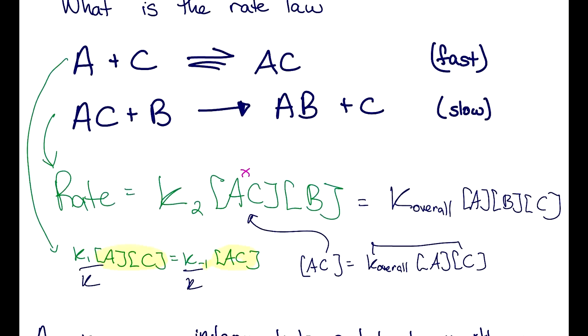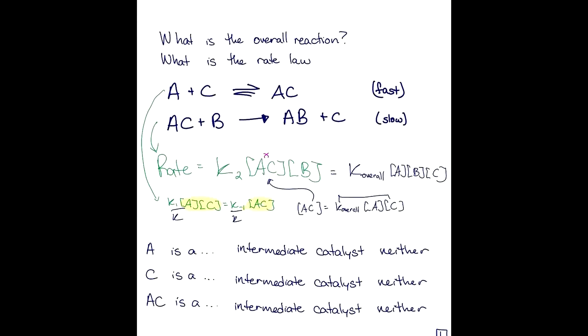All right. Okay, so that is mechanisms. Rate determining step is the slow step. Get rid of intermediates by using fast steps. Okay, so let's inspect this reaction and look at the different components and identify, is it an intermediate, catalyst, or neither? So A, component A in this reaction is a what?